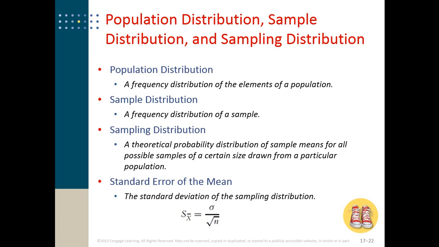Okay, so we estimate the sampling distribution to calculate the standard error of mean, and the standard error of mean reflects how closely our sample distribution reflects our population distribution, or how closely our sample mean reflects our population mean.